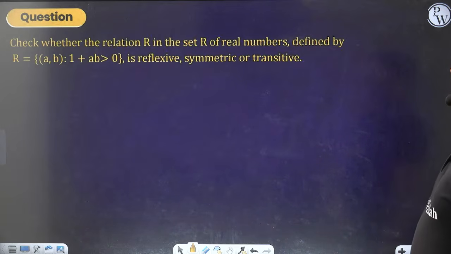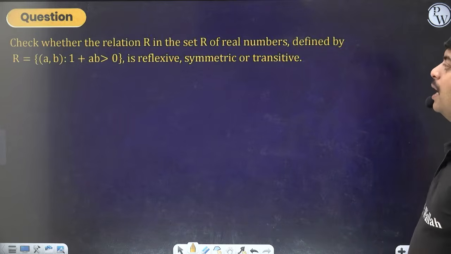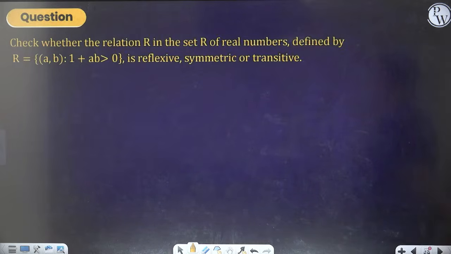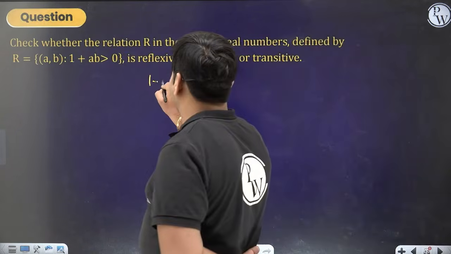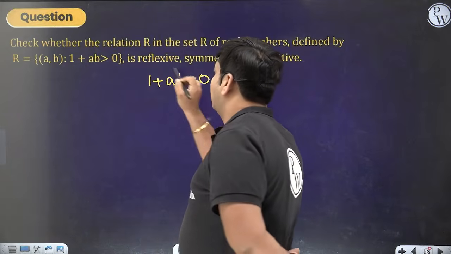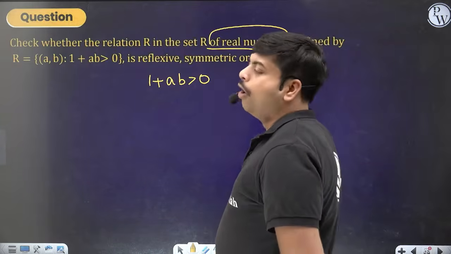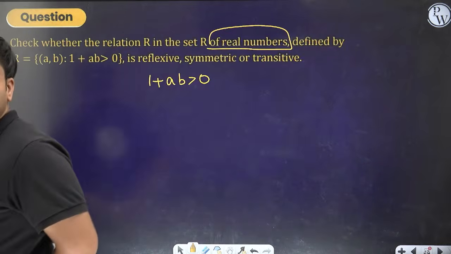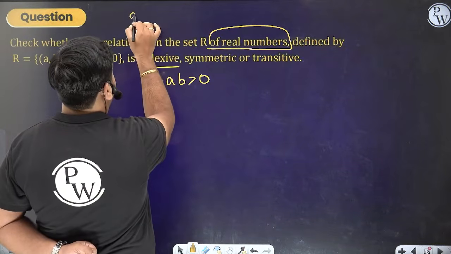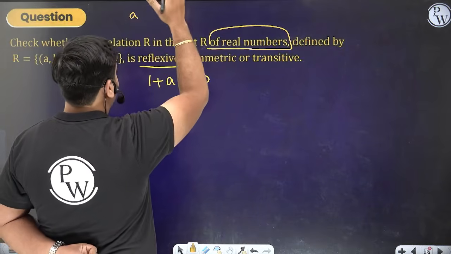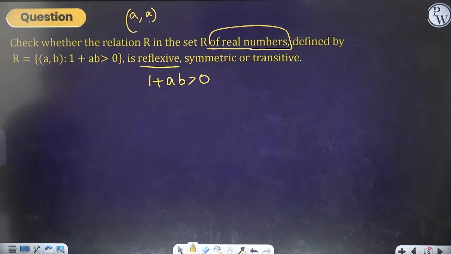Check whether the relation R in the set of real numbers defined by aRb if 1 plus ab is greater than 0 is reflexive, symmetric, or transitive. People, 1 plus ab is greater than 0, so we need elements which obey this. And the relation R is in the set of all real numbers, so all positive, negative, everything will come in that. Now check that. For reflexive, if the set has a, b, c, whatever it is, then (a, a) should satisfy this. So carefully check that, people.